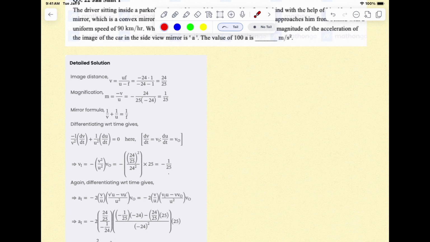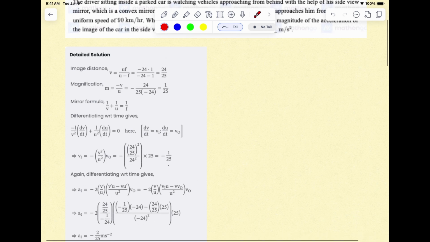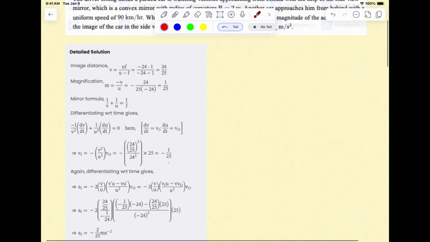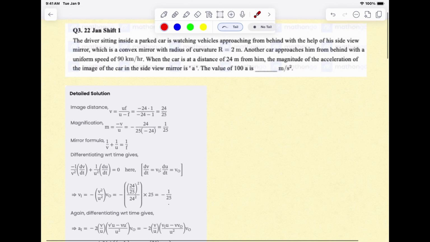Now, where I come into the picture is this. The solution will be time consuming. Therefore, I am going to give you a shortcut method of doing it. Having said that, let's go through what the solution is. Before that, we want to go through the question very clearly.